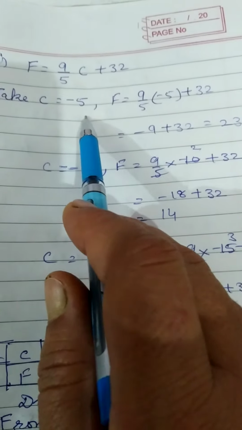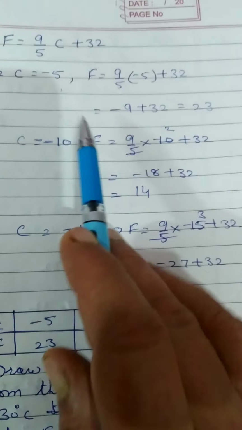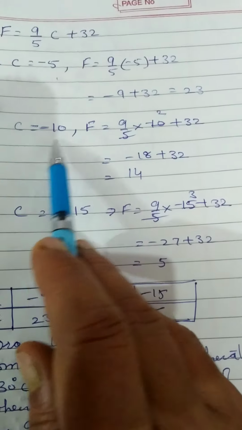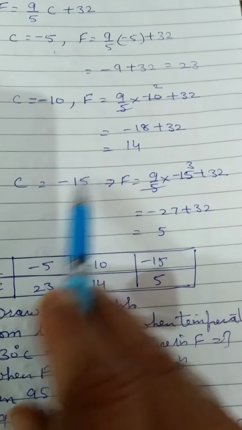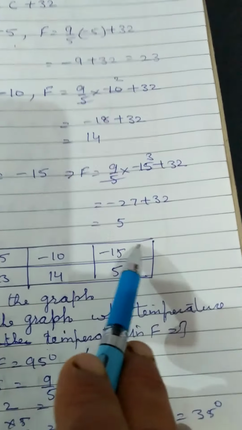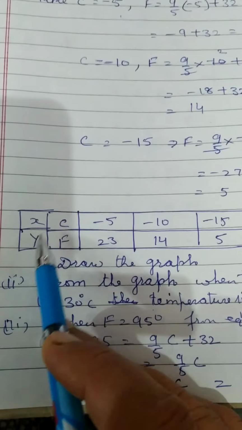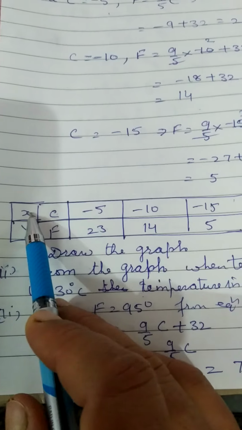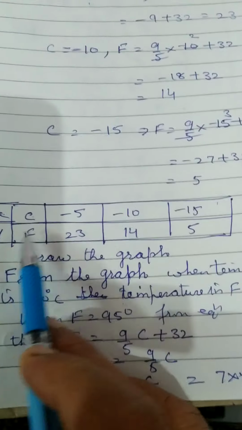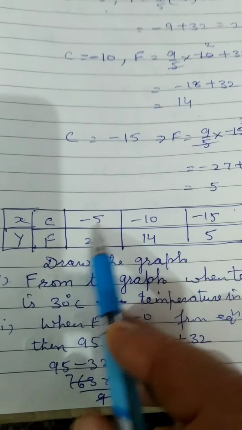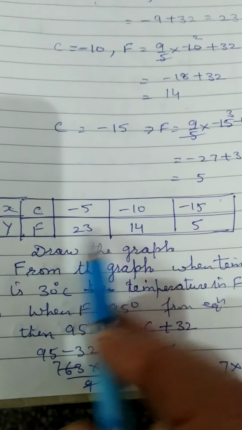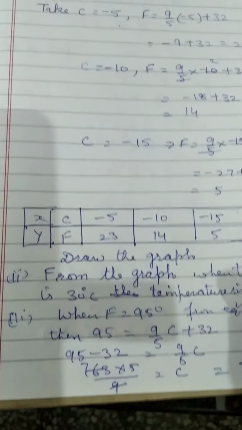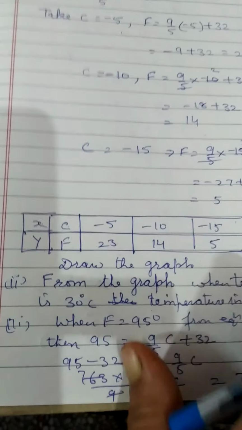Now we have taken C = -5. From here we get F = 23. When C is -10, we get F = 14. When C is -15, we get F = 5. Then from here, we get this table. C in terms of x and F in terms of y. When x is -5, y is 23. x is -10, y is 14. x is -15, y is 5. Now we have to draw the graph of this.